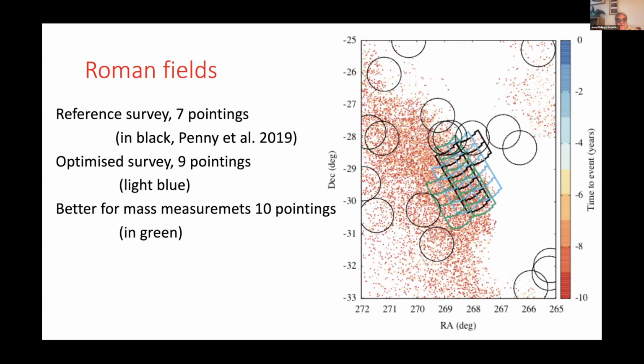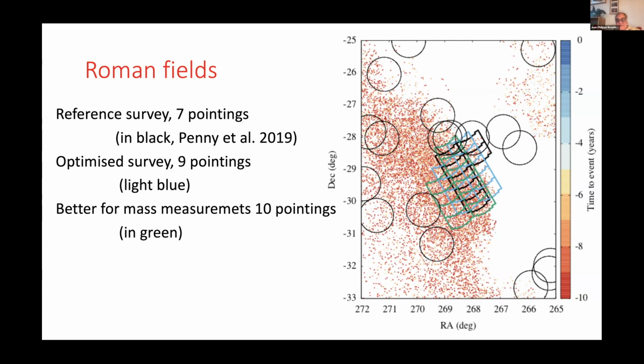Okay, you know the Roman fields. This is based on the work from Matthew Penny. There are 2 realizations: the reference survey with 7 pointings in black, and then an optimized survey plotted in light blue, and then another one for mass measurements, which is plotted in green. So you see this figure that has probably been shown already.